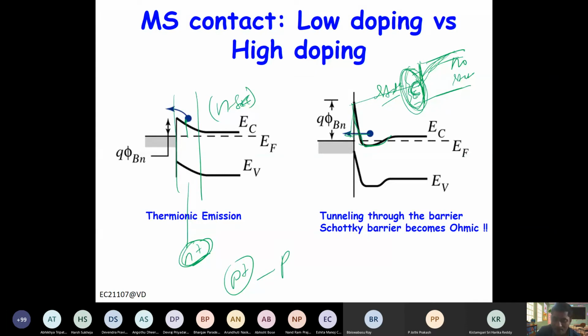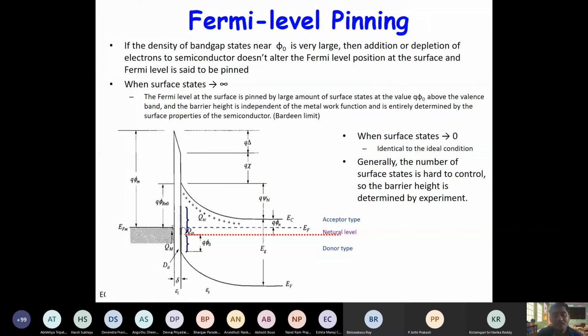So if the number of states is 0, then it will be the same as the original diagram. If there are a very large number of states, infinite, then it will pin down exactly at that particular value. And if it is in between, then this value will slightly change. So you can see the diagram here for Fermi level pinning.